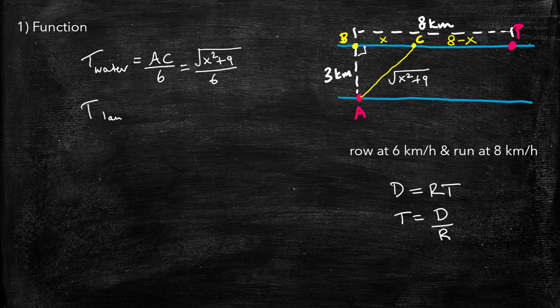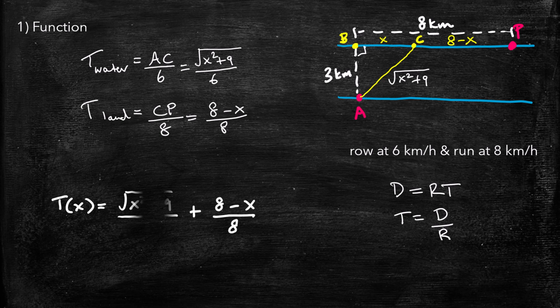Now, once we get to C and we run across land, the distance we will run is CP, and our rate is 8. And we just established that CP is 8 minus x, over 8. And so our total time for the trip will be the sum of those two quantities, as given here.